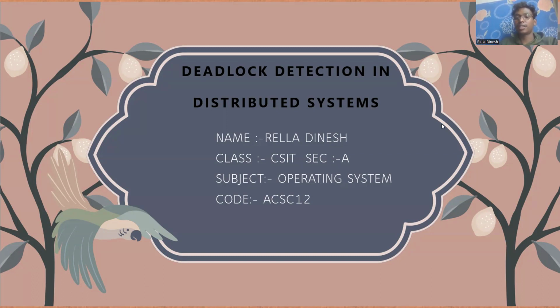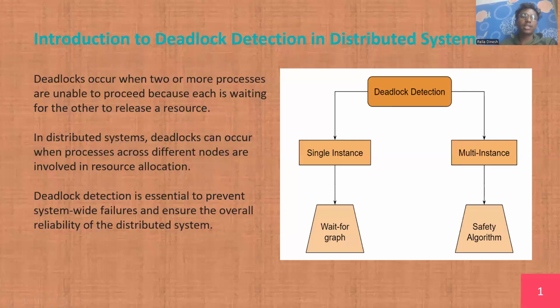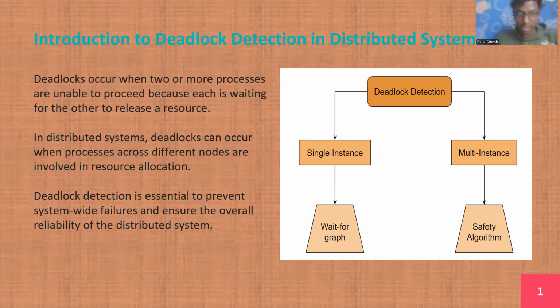Now we will see the introduction to deadlock detection in distributed system. What is deadlock? Deadlock occurs when two or more processes are unable to proceed because each is waiting for the other to release a resource.